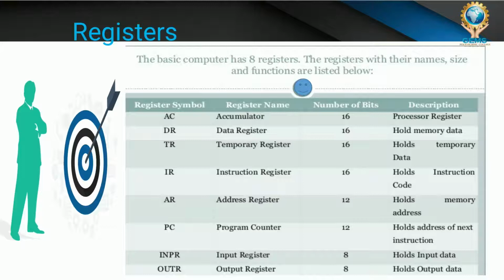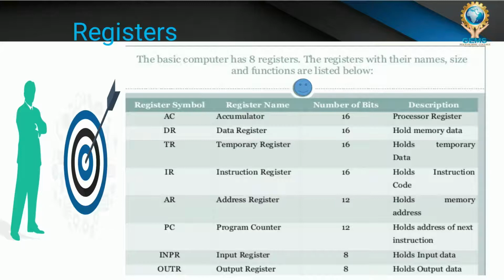We use this for storing data, especially in the central processing unit. Because the processor works very fast, it accesses the memory quickly. That's why we are using registers. Now, in computer organization, we have a total of 8 different types of registers. Please focus on the words I am speaking here: the basic computer has 8 registers.